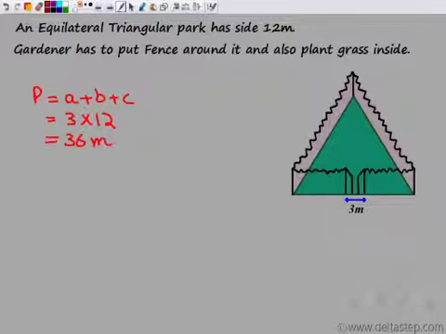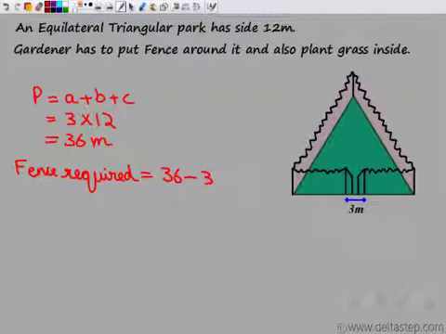Now the fence has to be put all around it except this 3 meters. So in case there's a gate here and you did not put a fence here, you will subtract 3 meters from here. So fence required would be 36 minus these 3 meters. So that would be 33 meters. So this is the fence that you need.